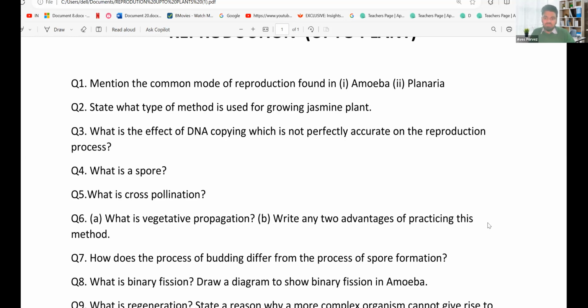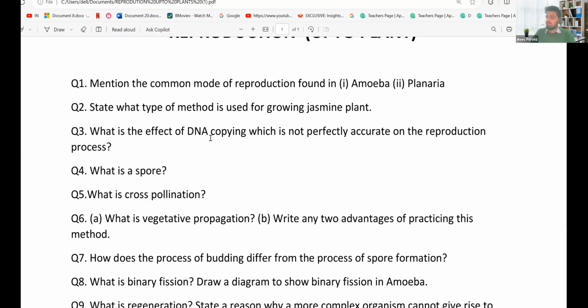Yes, Amar. What's the answer for question number 3? So the effect of DNA copying if it is not accurate is... I don't know this one. You don't know this one. Okay. Jaslin, you tried well.